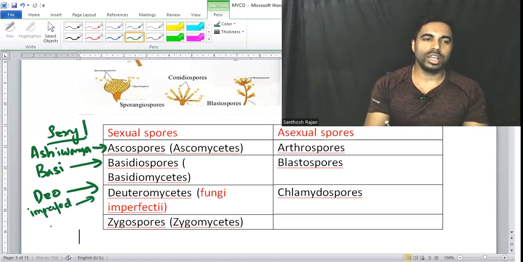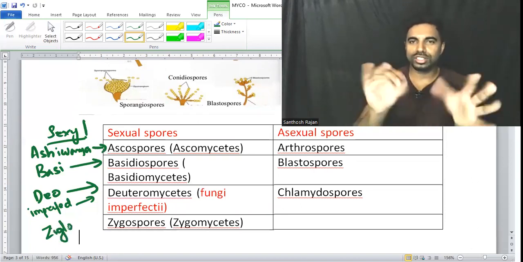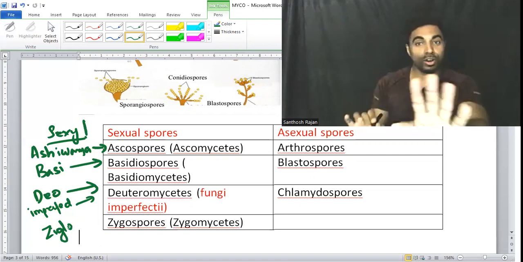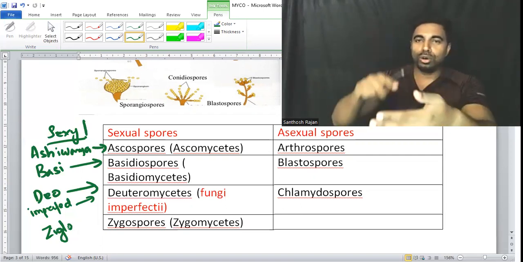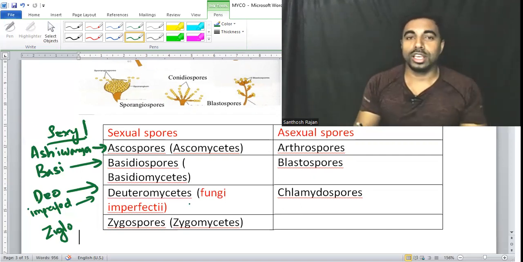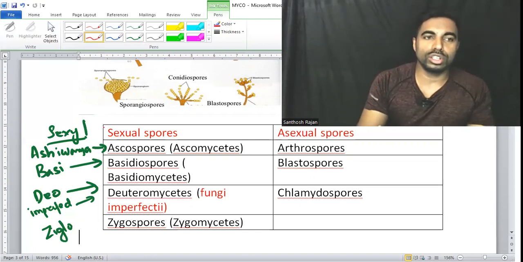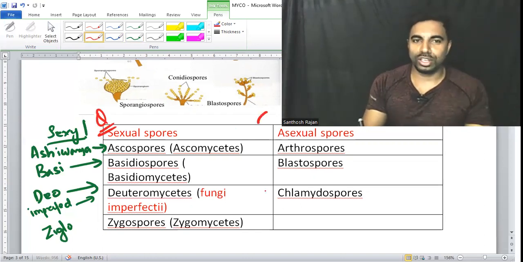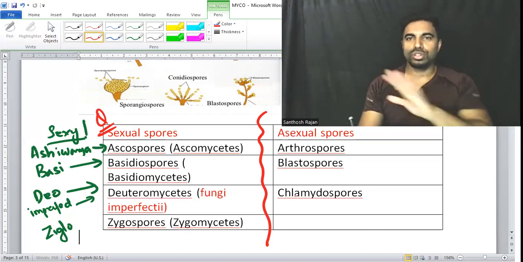Who else? Jiglo, G-I-G-L-O. Jiglos are the strippers. Strippers are also sexy. You got it? Very simple. Ash, Aishwarya is sexy, Basi is sexy, Dio, imperfect people and deodorant users are sexy, and Asko is sexy. So what will happen? In the exception question, there will definitely be a question: which of the following is not a sexual spore? You can easily rule out arthro, blasto, and chlamydospores.